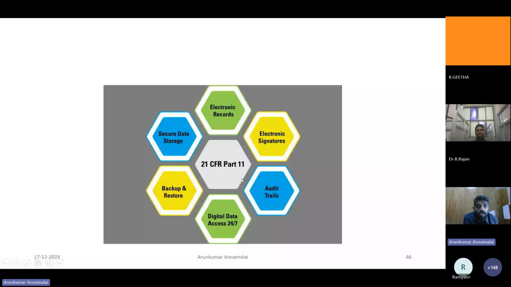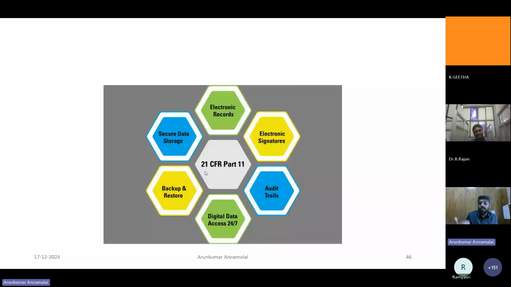We have a particular document called 21 CFR Part 11 that deals with electronic records, electronic signatures, audit trails, digital data access 24/7, backup and restore, and secure data storage. So this is the compliance that we need to ensure. Any AI startup, the first question the regulatory people will ask is, is it 21 CFR Part 11 compliant? I have been to a lot of startups for auditing, where you ask them, and the next question will be, what is 21 CFR?